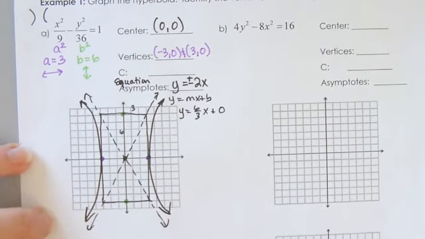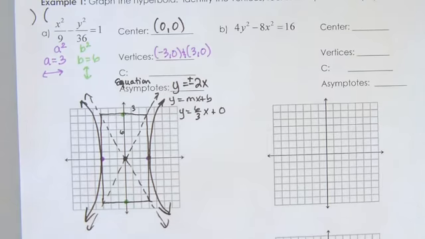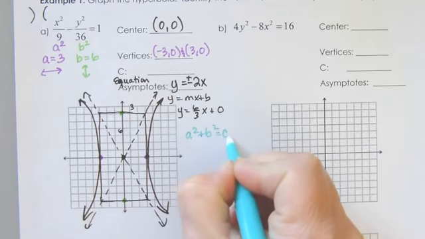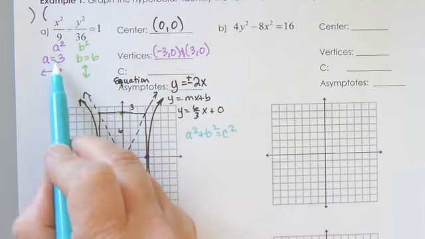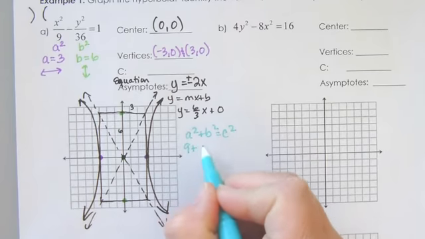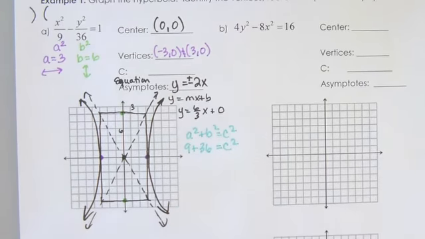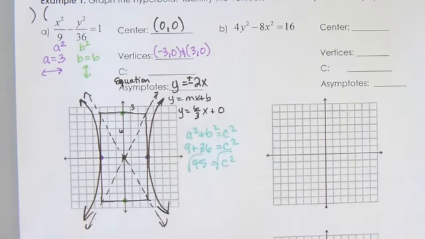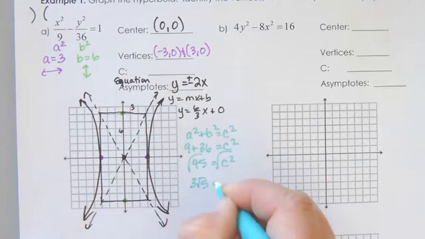So there's my hyperbolas. C is going to help me find my foci, my focus points. So in order to do that, I do a squared plus b squared equals c squared, which looks like Pythagorean theorem, but it's really not. So a squared plus b squared equals c squared. That's c. A squared was 9 plus b squared was 36. So that's going to give me 45 equals c squared. Square root. Square root of 45 is actually 3 radical 5, or about 6.7.